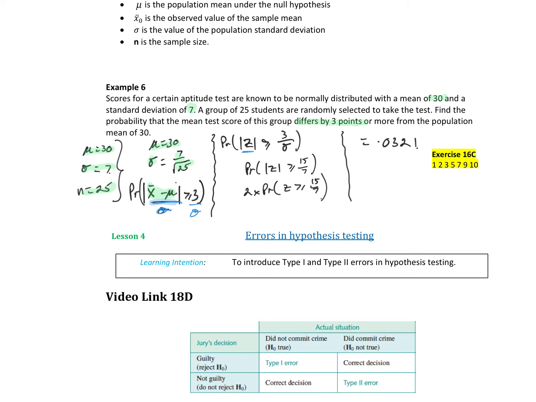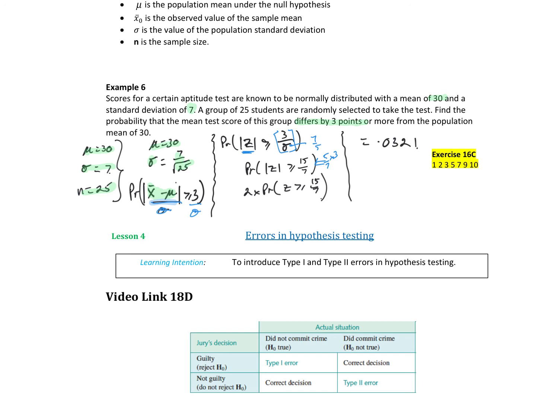X minus mu on sigma is z, okay? So really what we're trying to do by dividing the 3 by sigma is work out how many standard deviations 3 is. If we're going to be 10 points from the mean, well, how many standard deviations is that? 10 over the standard deviation will tell me how many standard deviations. So sigma itself was 7 on 5. Flip it upside down and multiply, and we get 15 on 7. So we're 2 and a bit standard deviations away from the mean.